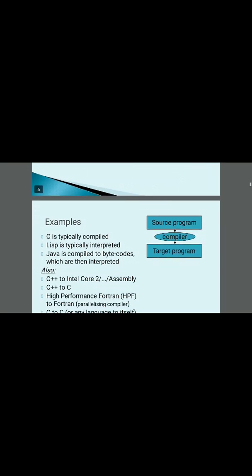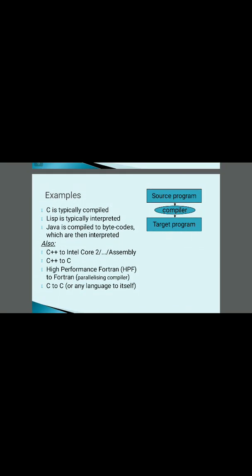The interpreter here is a program that reads a source program and gives you the results of executing this source, which means it generates output line by line. I have taken some examples here. It is just a diagram that shows that you give some source program, then the compiler takes that as input and gives the target program. Here C is typically a compiled language, Lisp is typically an interpreted programming language.